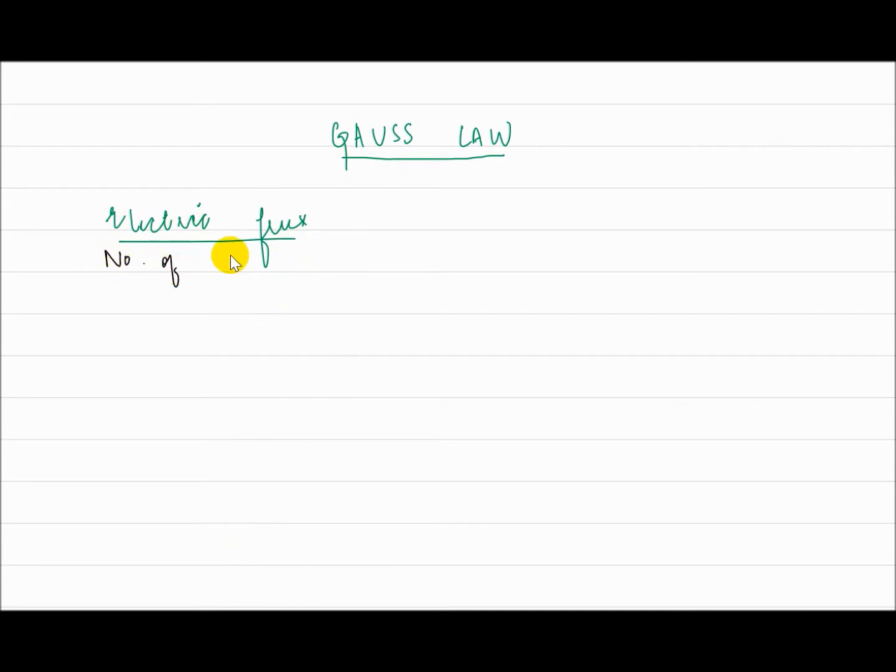Today we'll be doing a very important topic, that is Gauss law. First of all, we'll understand what is electric flux. The definition for electric flux is the number of electric field lines crossing a unit area is known as electric flux.